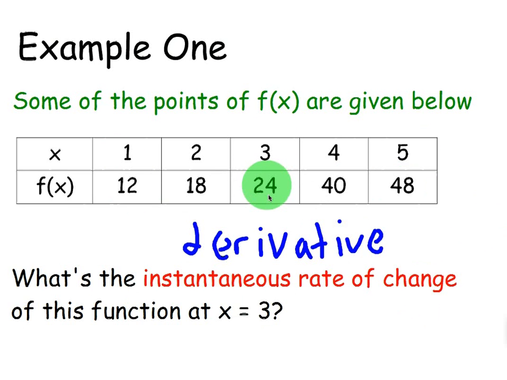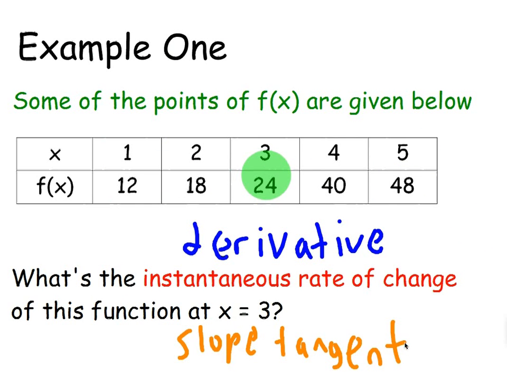So again, just like instantaneous rate of change, you can pick points before or after, find the slope between those 2 points, and it will give you an approximation for the derivative at 3, which also, another word for derivative is slope of the tangent line. So all 3 of those mean exactly the same thing.